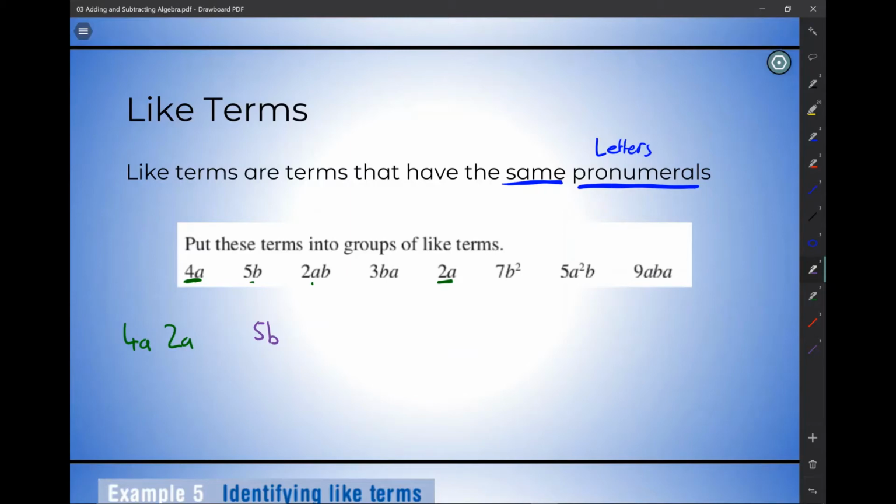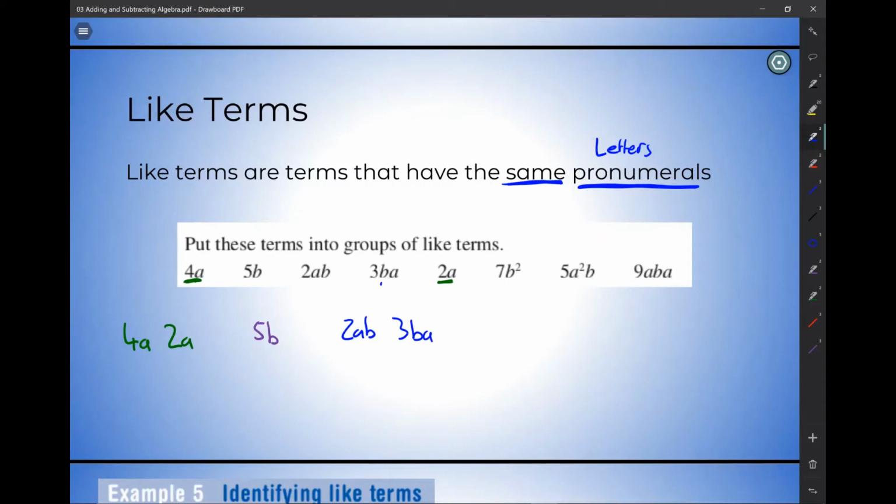Now, again, the next one in the list, 2ab, is not a like term of 5b because yes, it has a b, but it also has an a. And the only terms that are like terms of 5b are terms that have only b's in them. Alright, let's keep going. It doesn't seem like 5b has any like terms in our list. Let's do the next one, 2ab. Now, a term that is like 2ab is actually the very next one, 3ba.